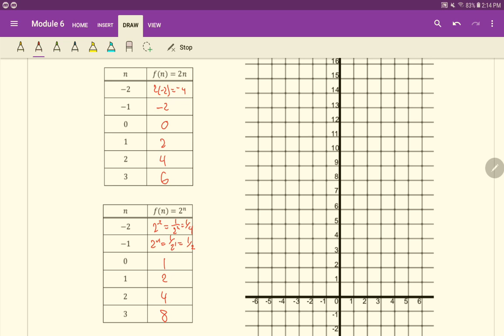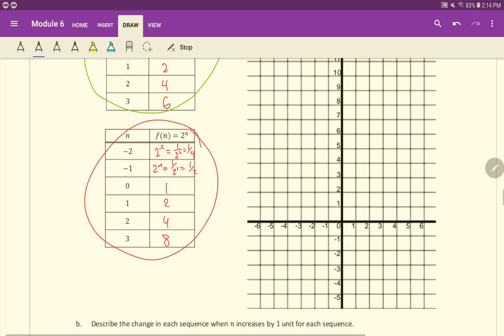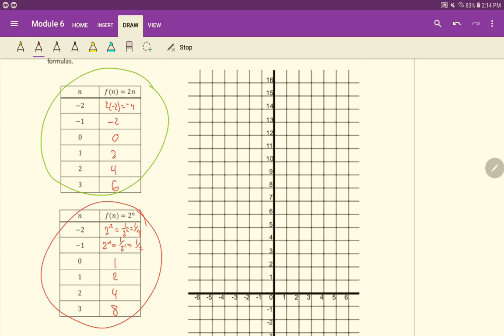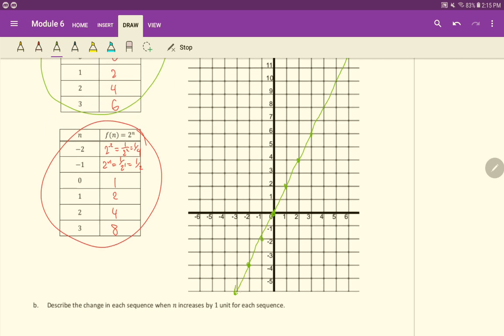I'll do different colors here. I'll do the linear one in green, and I'll do the exponential one in red, just to have things stand out. So linear first in green. Negative 2, negative 4. Negative 1, negative 2. 0, 0, 1, 2, 2, 4, 3, 6. And we can connect the dots here, right? We know it goes on beyond these points, and also goes this direction too.